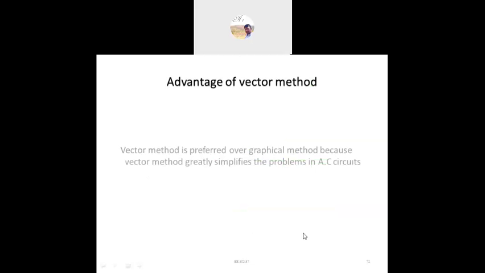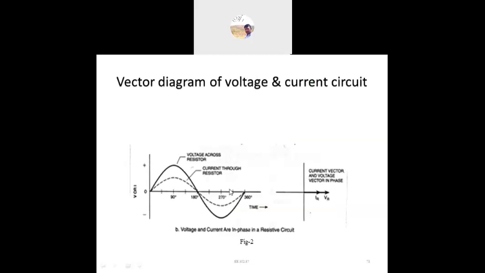Okay, so this is the vector method. The vector method is preferred over the graphical method because the vector method greatly simplifies the problem in an AC circuit. In the coming classes, we are going to go for voltage and current circuits, so at that time we have the phase difference, phase displacement. In phase, out of phase, all are represented in waveforms, so vector waveform only here.